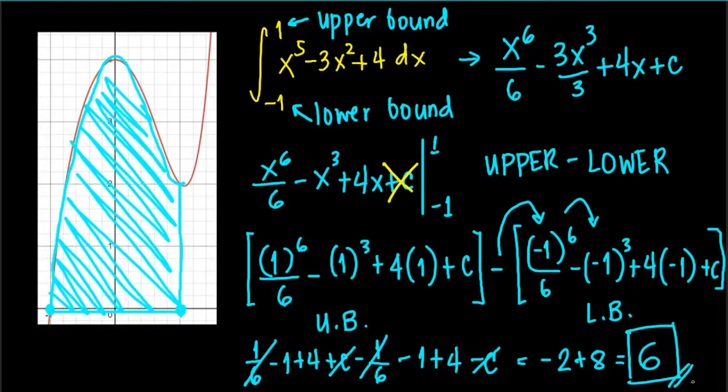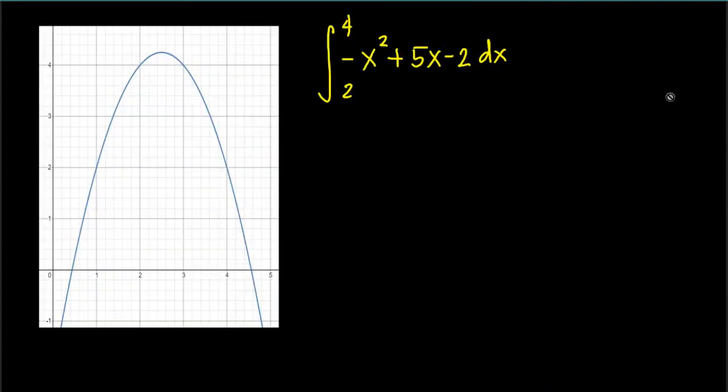6. So, since what we are looking for is the indefinite integral, we have no units. But, if the question is, what is the area? So, in that case, we put units squared. But since it wasn't mentioned that the area is what we're looking for, no need for units squared. So, 6 na lang. Okay? Let's proceed to the next example.